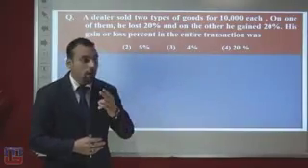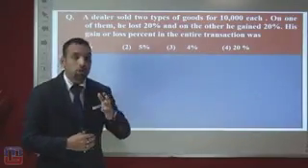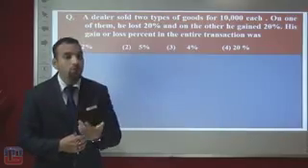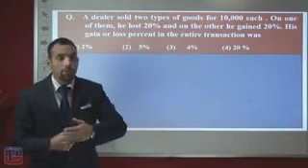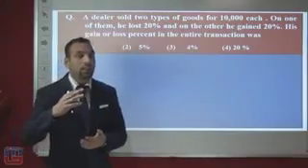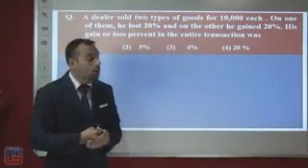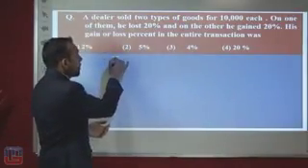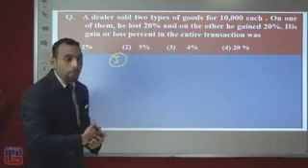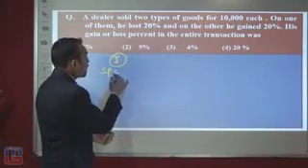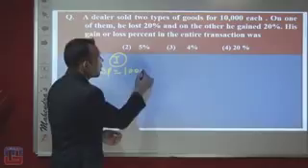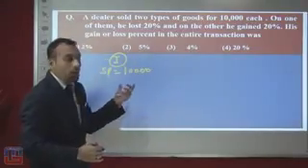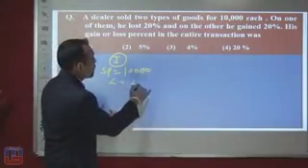This question can be solved in two methods. So how will we solve it? Now see, firstly I will tell you the basic method, and then I will tell you the trick of this question. What is the basic method? Now see, this is the first article, and the SP of this article is 10,000. Here we have a loss of 20%.